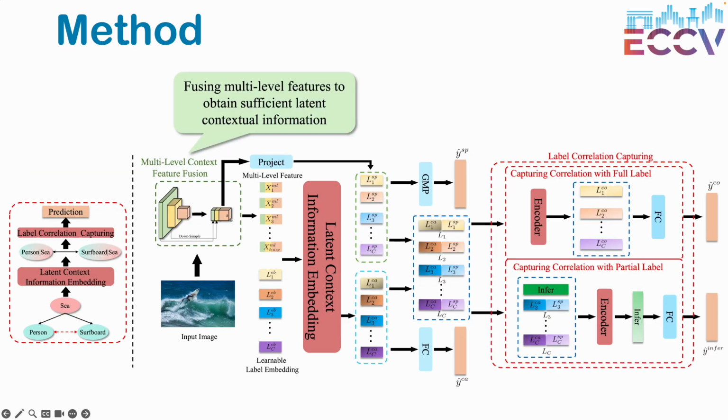Firstly, it is difficult to define the specific context information, since we assume that latent context information appears in various forms, such as scene, background, pose, texture, and color. These high-level and low-level latent context information are contained in different levels of features, and all kinds of context information may influence the label correlation modeling. Therefore, to obtain sufficient latent context information, we design a multi-level context feature fusion module, which fuses the features from different network levels to extract the context information from low-level to high-level.